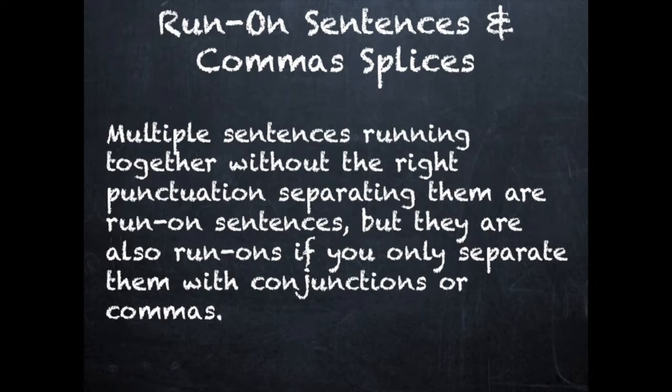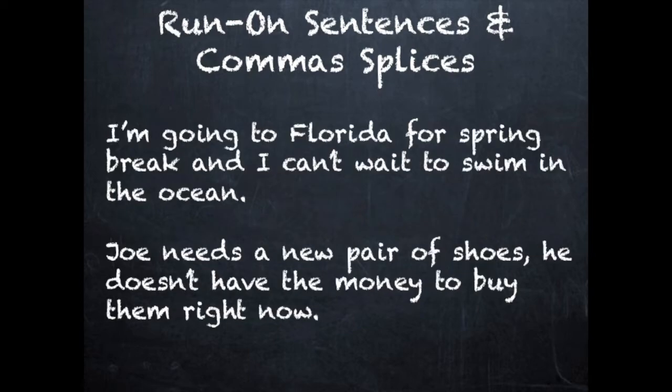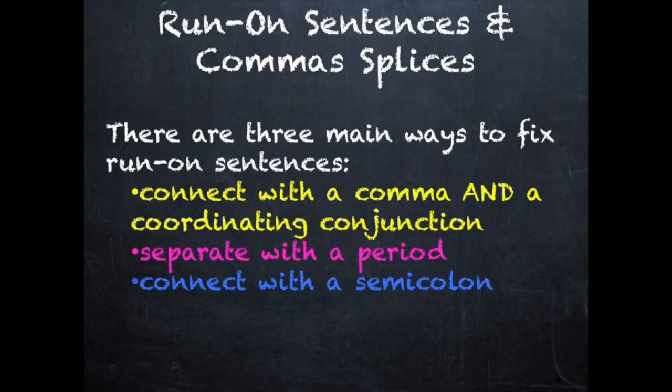But they're also run-ons if you only separate them with conjunctions or with commas, and we'll have some examples of that. For instance, I'm going to Florida for spring break and I can't wait to swim in the ocean. That probably looks correct to you. This one probably does too, or if you've ever got in trouble for comma splices, you might see what the problem is. Joe needs a new pair of shoes. He doesn't have the money to buy them right now. So, there are three main ways you can fix the run-on sentences, and we'll talk about what the problem was with those in just a second.